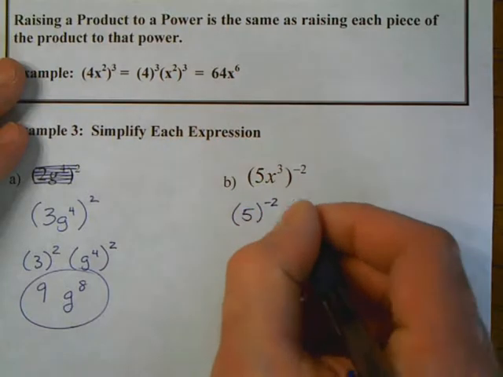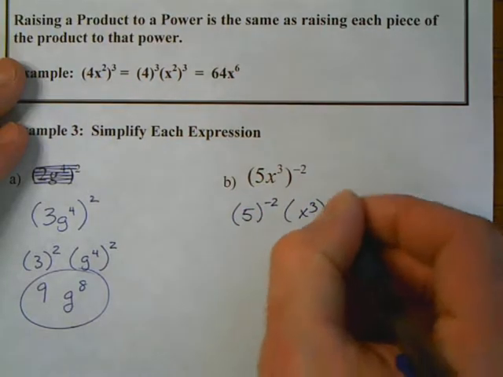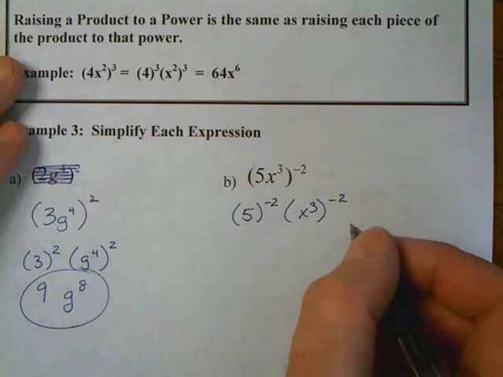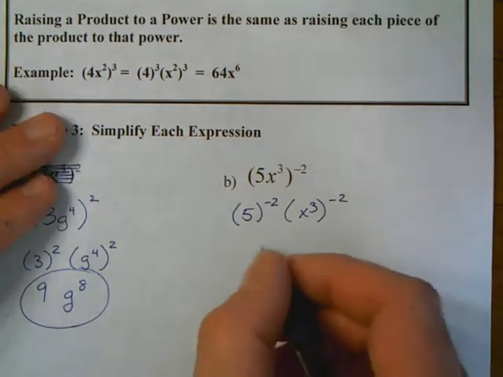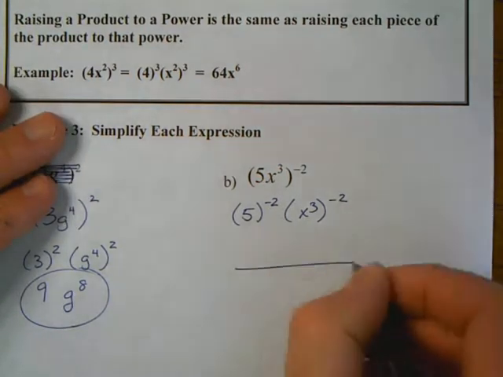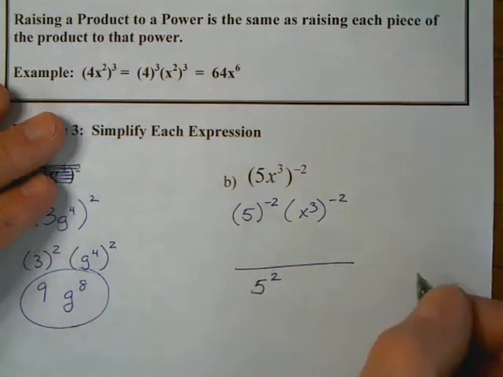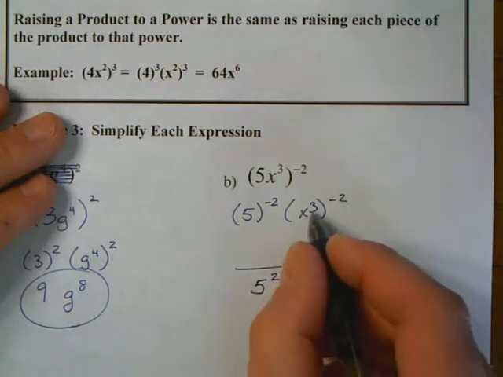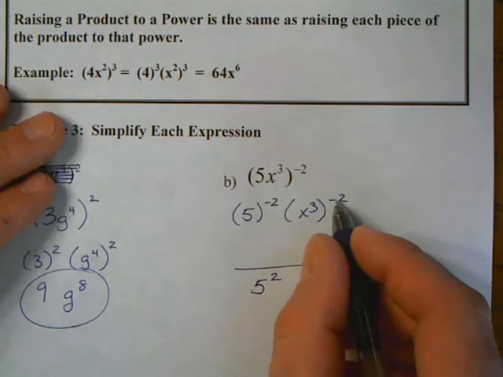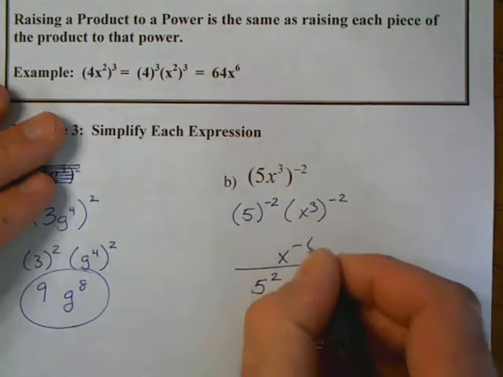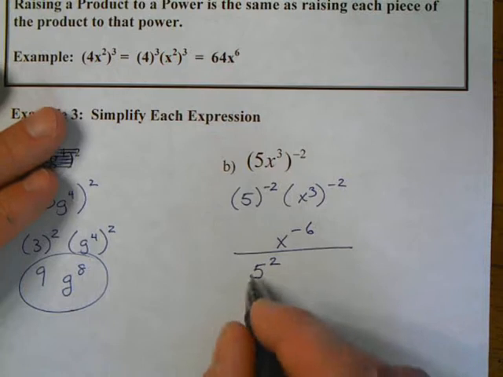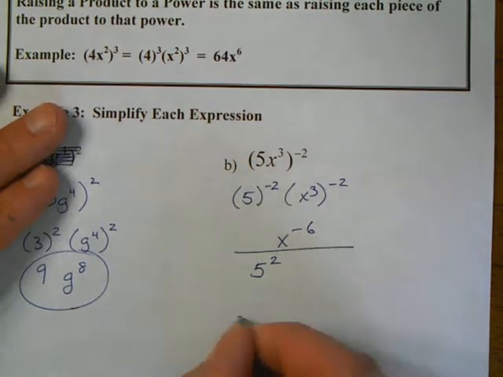Our next one, let's distribute 5 to the negative 2 and (x cubed) to the negative 2. Well, as we think about what is 5 to the negative 2, that's got to go to the bottom and become a positive exponent, 1 over 5 squared. (X cubed) to the negative 2, well, power to a power we multiply, and that's x to the negative 6.